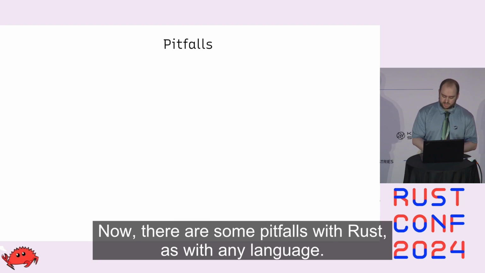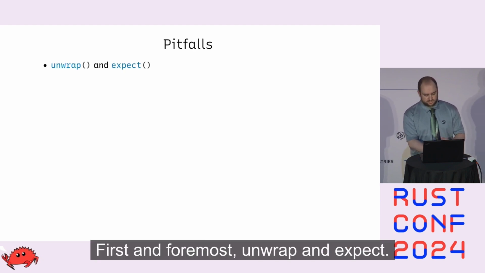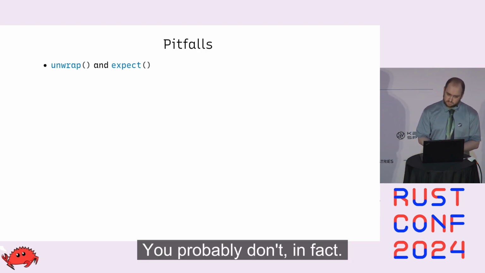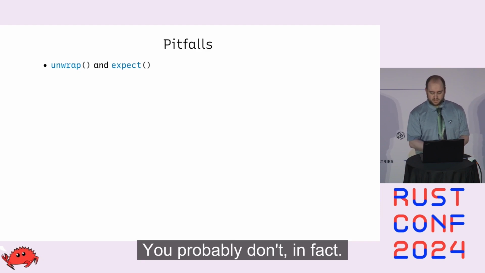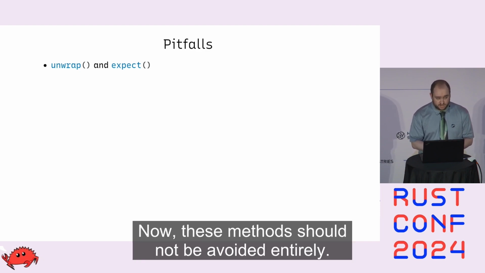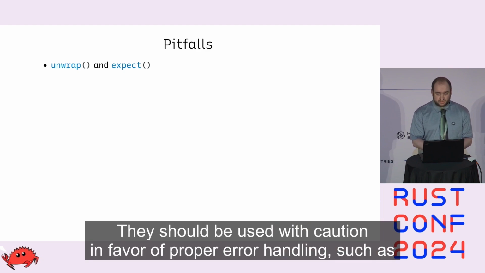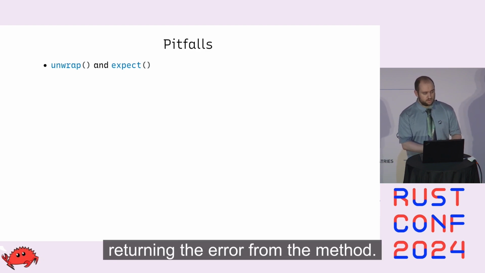Now, there are some pitfalls with Rust, as with any language. First and foremost, unwrap and expect. They cause panics. You might not want that. You probably don't, in fact. Now, these methods should not be avoided entirely. They are in the standard library for a reason. They should be used with caution in favor of proper error handling, such as returning the error from the method.